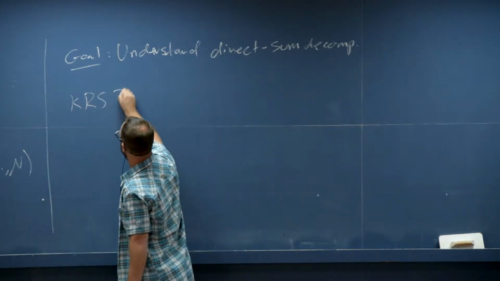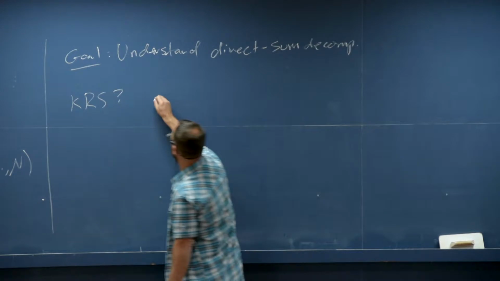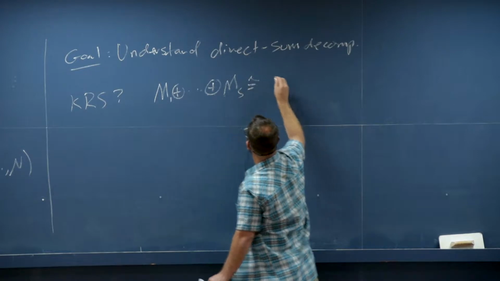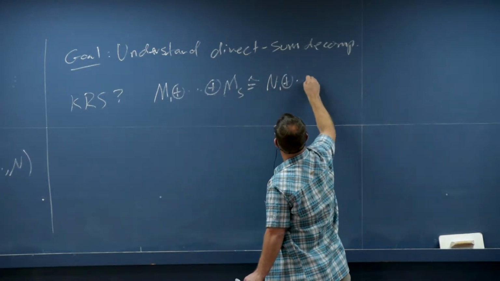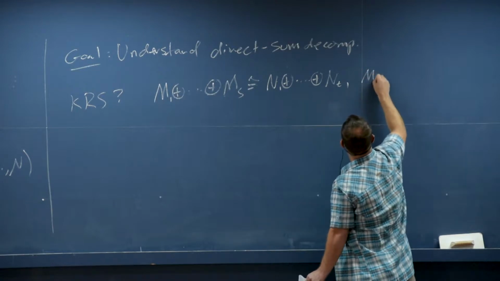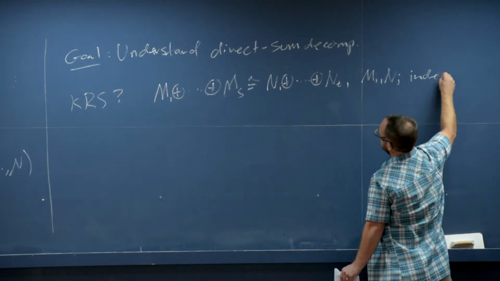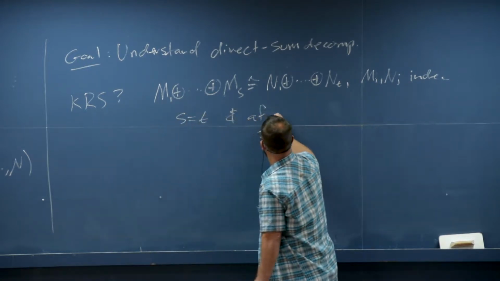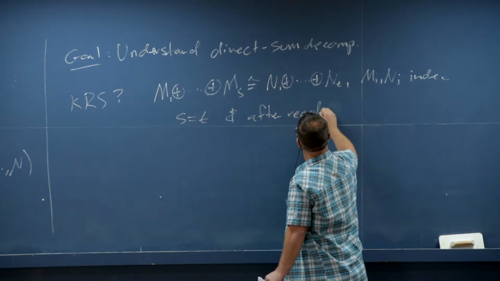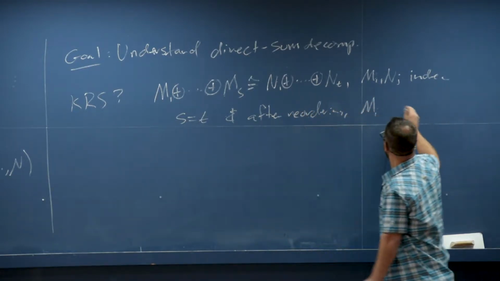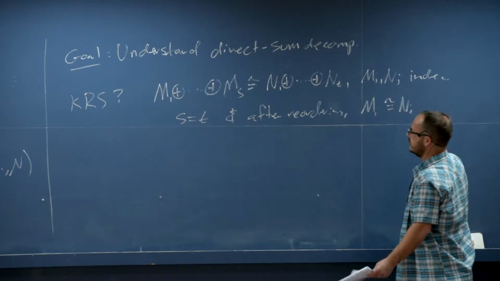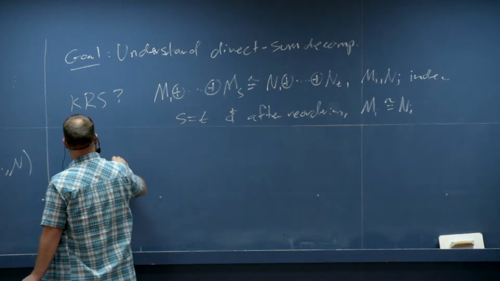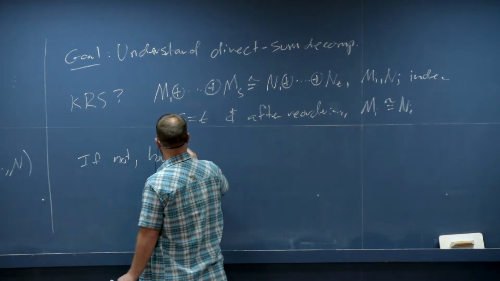So do we have the Krull-Remak-Schmidt theorem? So that is, if you have two direct sums that are isomorphic, then S equals T, and after reordering, they are pairwise isomorphic. So do you have the Krull-Remak-Schmidt theorem? And if not, sort of how bad does it get?